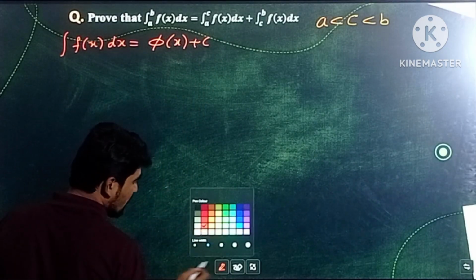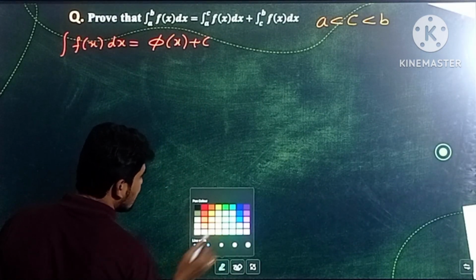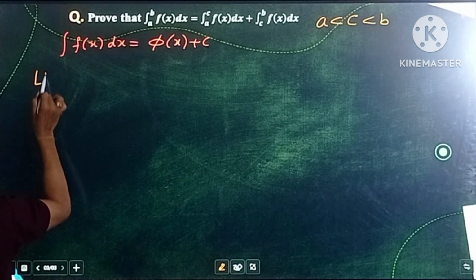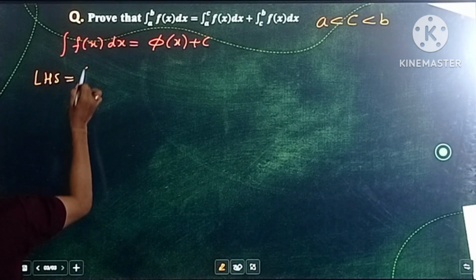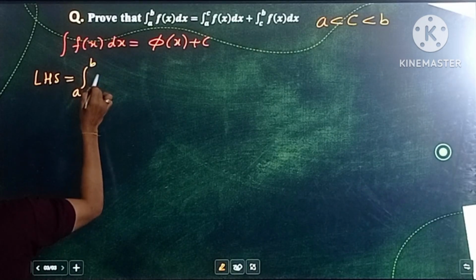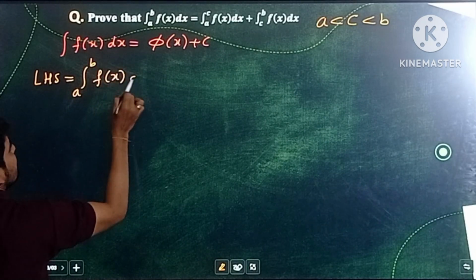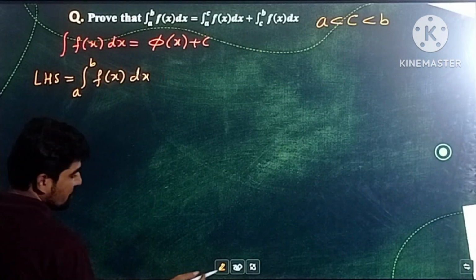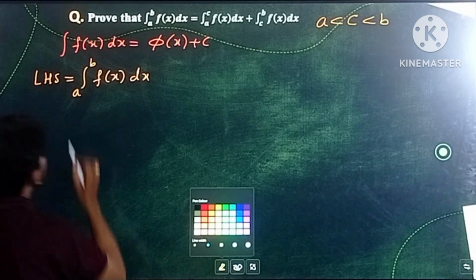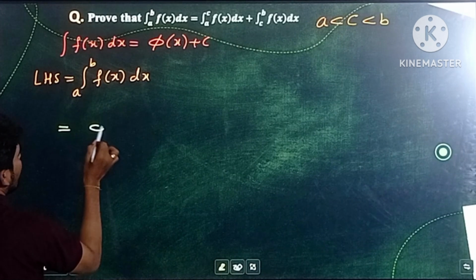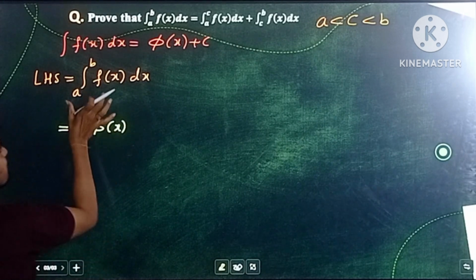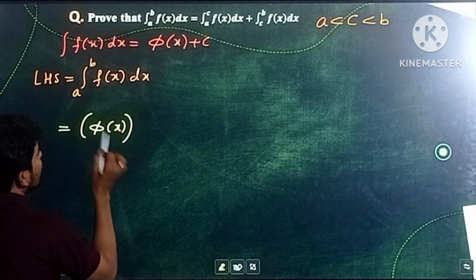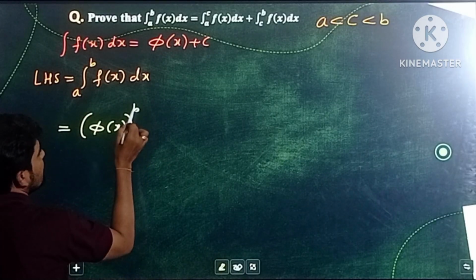Now, to prove this property, let us consider the LHS. What is the LHS here? The LHS is equal to the integration from a to b of f(x) dx. As I considered here, the integration of f(x) is phi of x plus c. Therefore, the integration of f(x) is phi of x. Since this is a definite integral, there is no need to write plus c, and it is over the limits a to b.